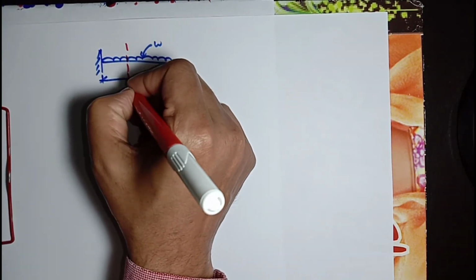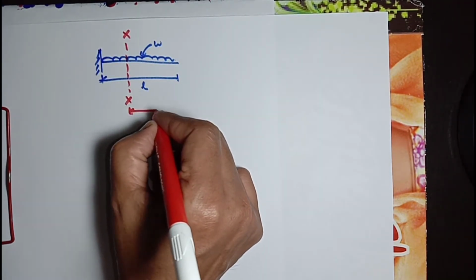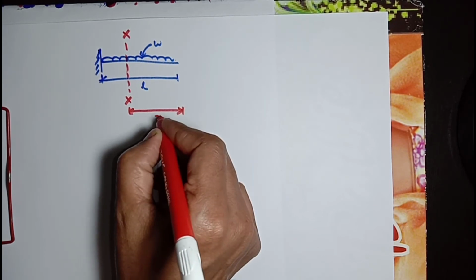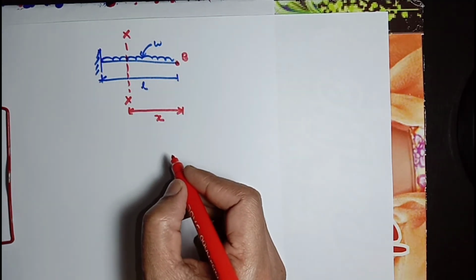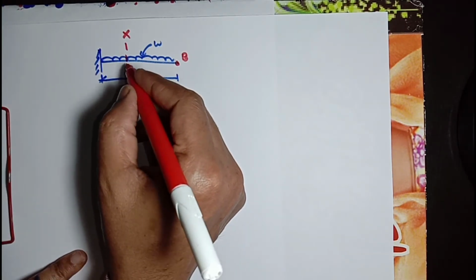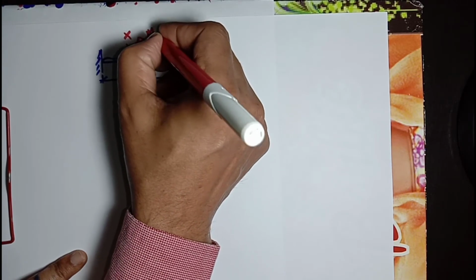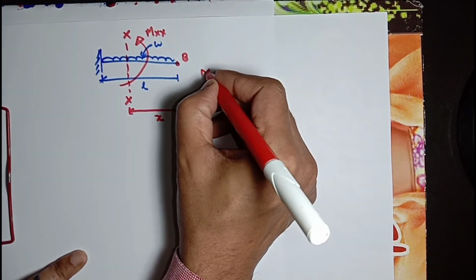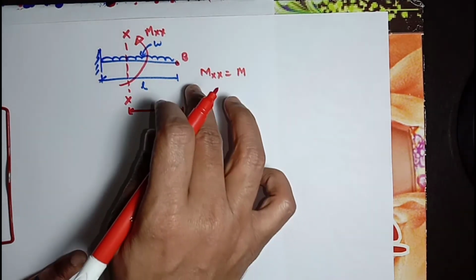Therefore, we first need to find the bending moment at any section XX for this beam. Suppose this is the section XX, which is at a distance X from the tip of this beam. The tip of this beam is B. So there is a section XX from point B, and we need to find a general moment at section XX. The general moment will be MXX. MXX is nothing but M, the bending moment. That will be the general bending moment.